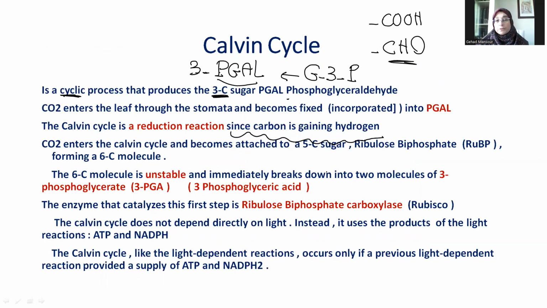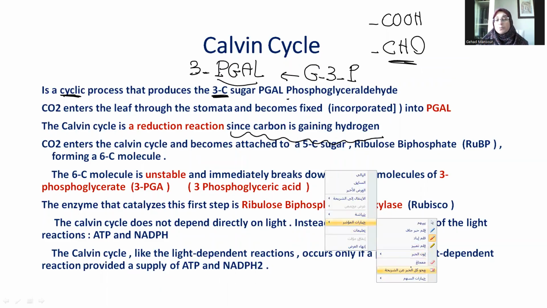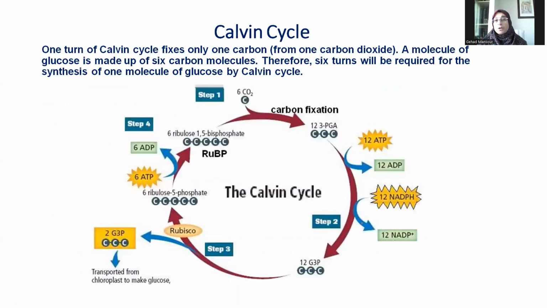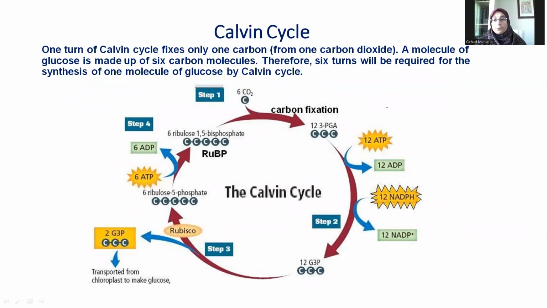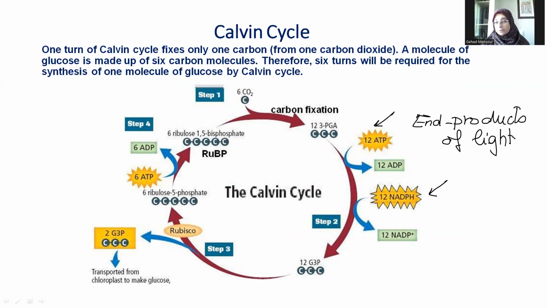It is also worth saying that the Calvin cycle has to be driven by the products of the light reaction, meaning that in order for the Calvin cycle to proceed, we require ATP and we require reduced NADP, and these are the end products of light-dependent reactions, and that's why we say that in order.